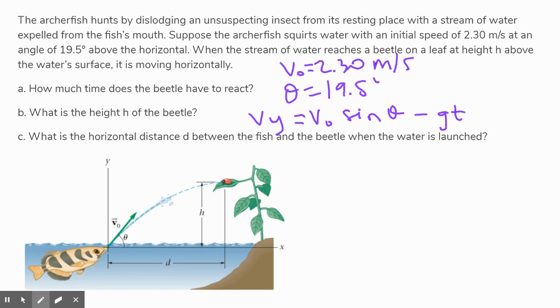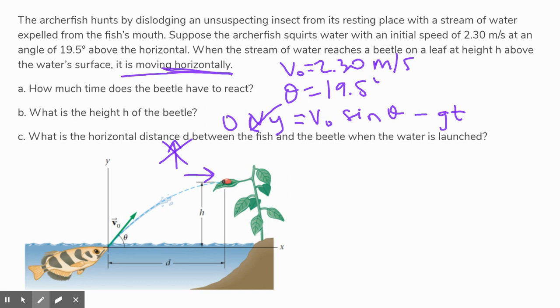Well, we've been given a very important piece of information in this problem. It says right when that water hits the beetle, it is moving horizontally. That means that it does not have a velocity moving upward. That does not exist. It is only moving in the x direction. So we can simply set Vy equal to 0.